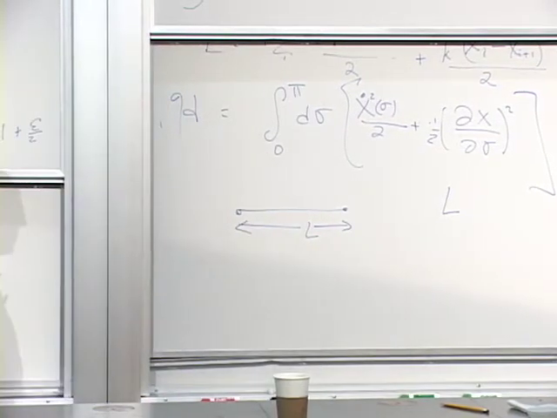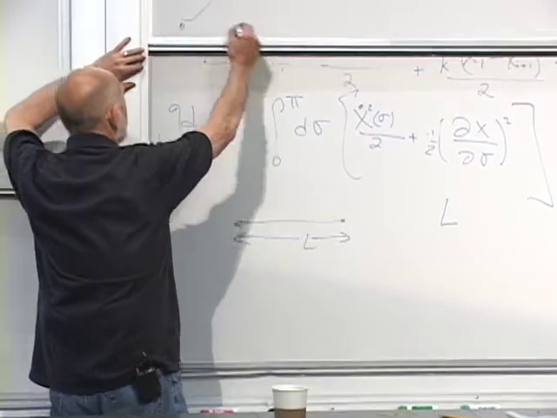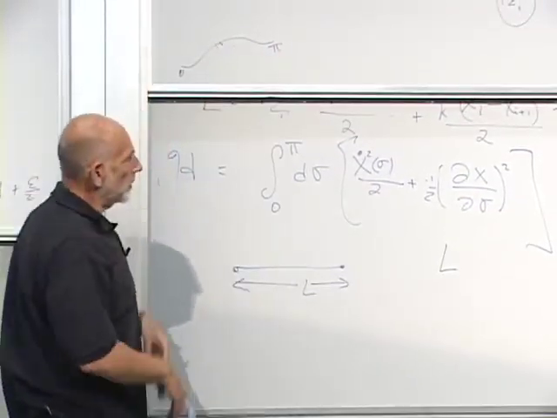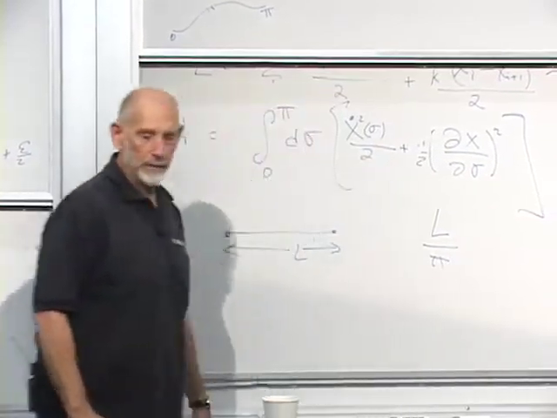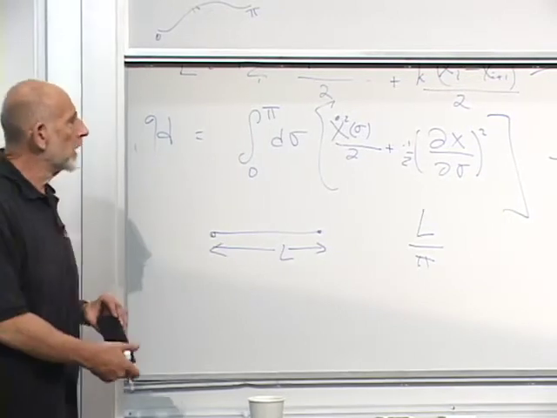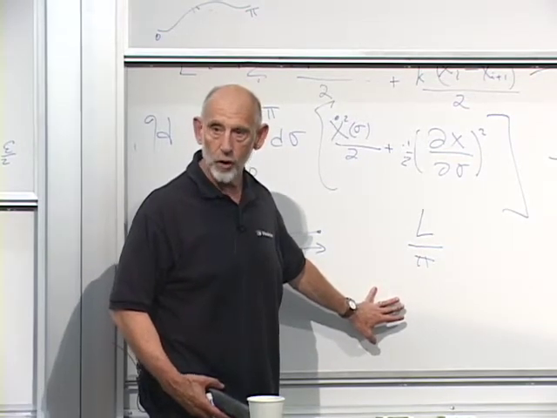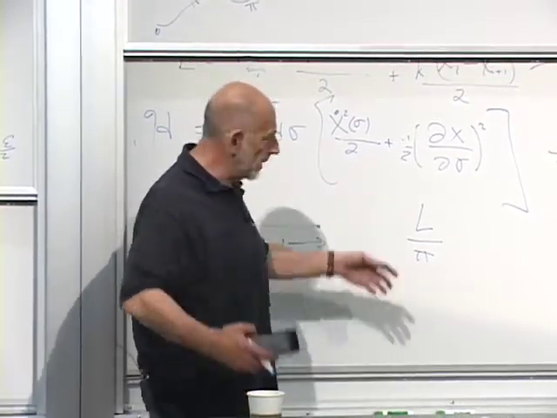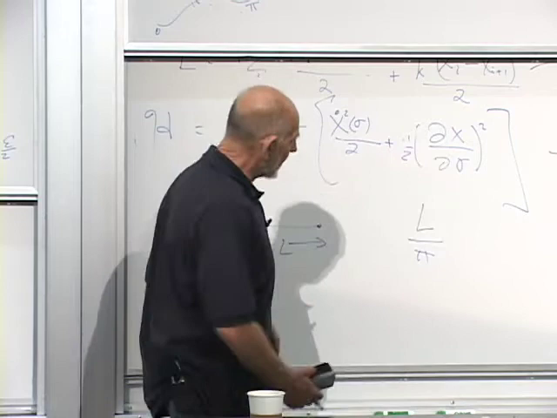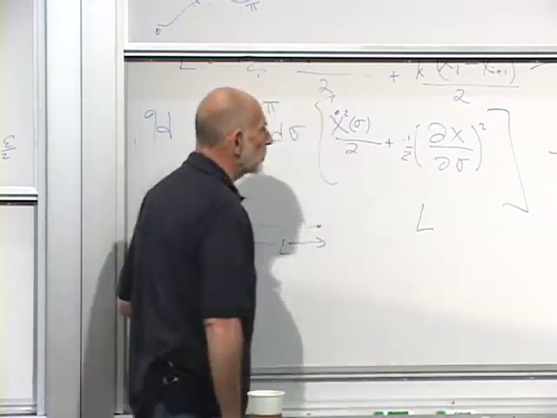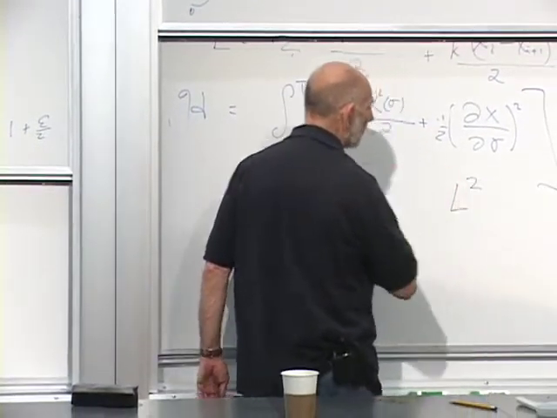We stretch it out to a physical distance L over a range of sigma from 0 to pi. So the derivative of x with respect to sigma would be something like L divided by pi. I don't care about the pi's right now. They're not what's interesting. dx by d sigma would just be proportional to the length of the string, and dx by d sigma squared would just be the square of the length of the string, right?